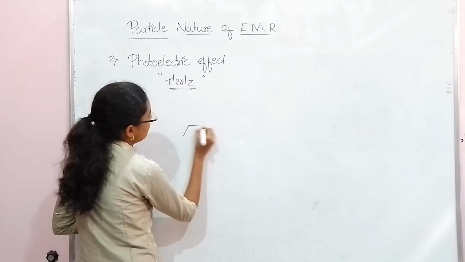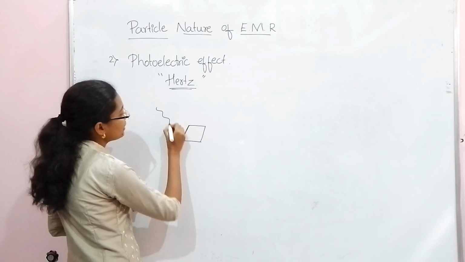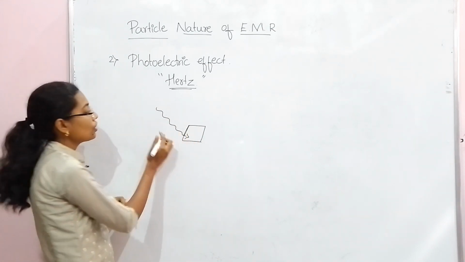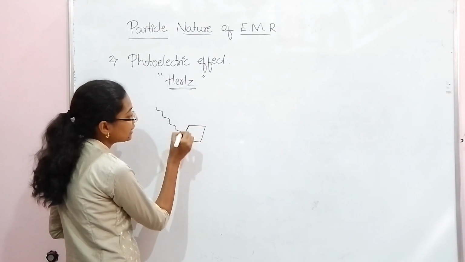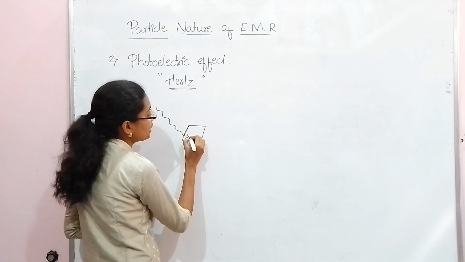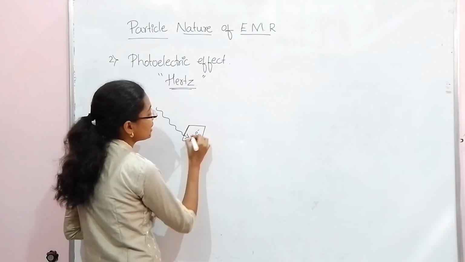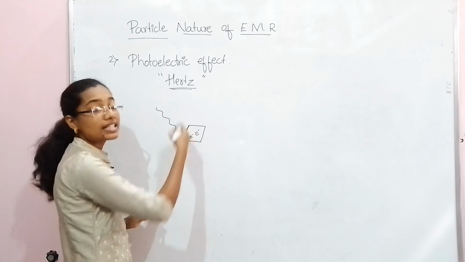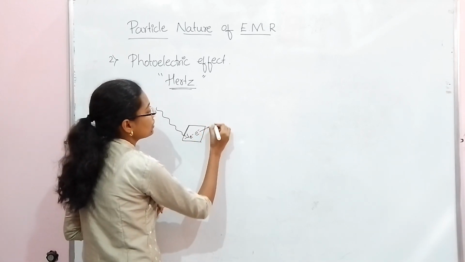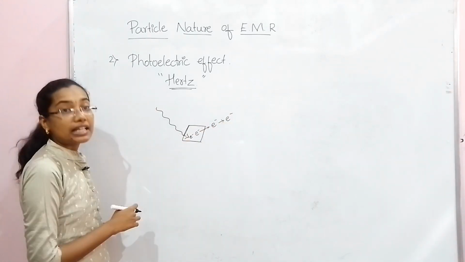You take a metal plate, and whenever a radiation or a beam of light hits this metal surface, what happens here? Electrons from this metal surface start coming out, or they start ejecting out from this metal surface.